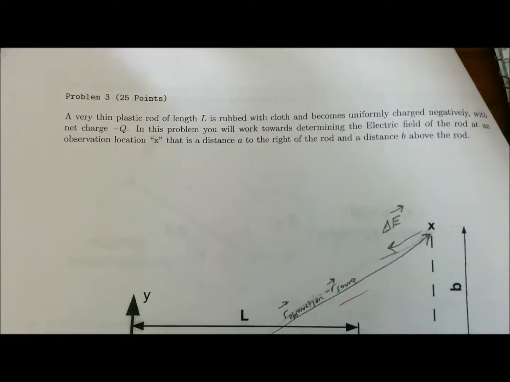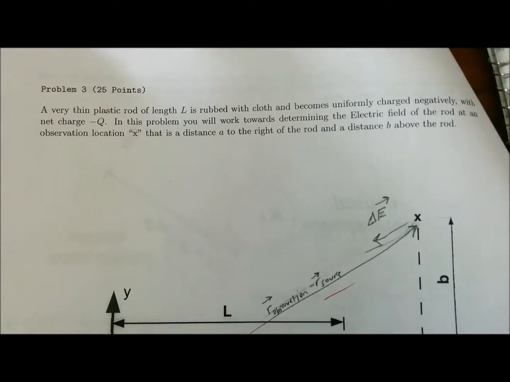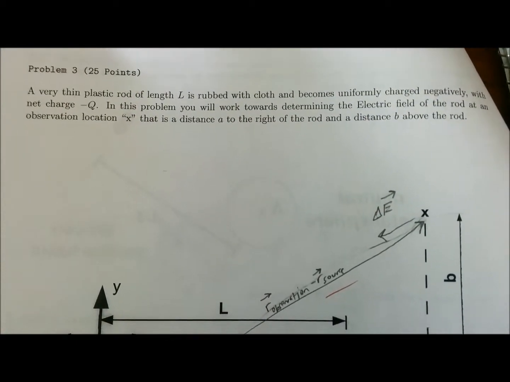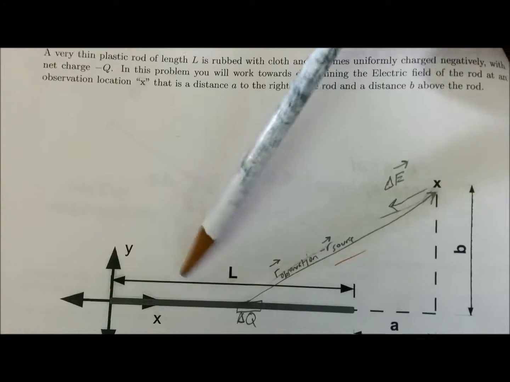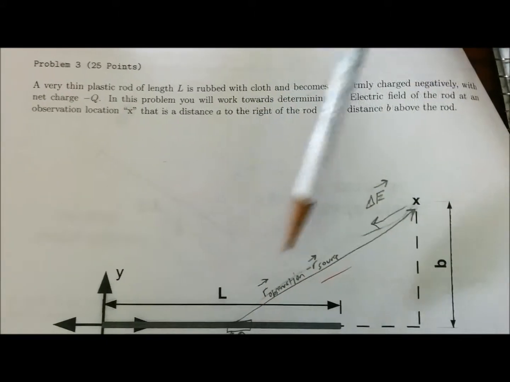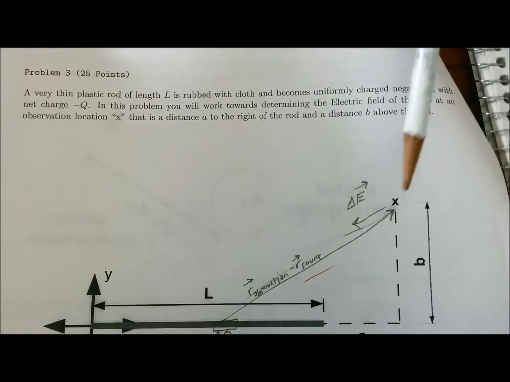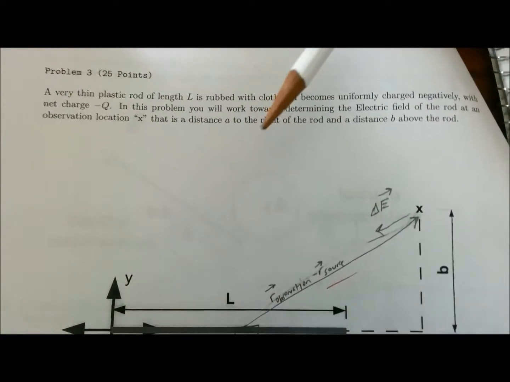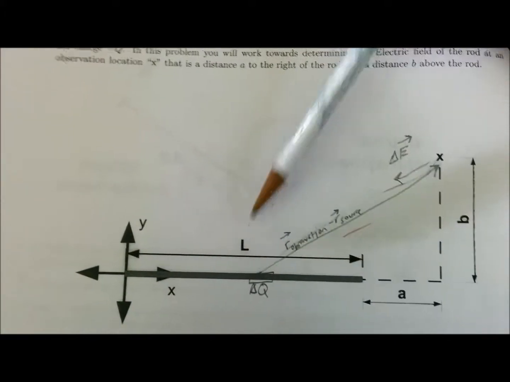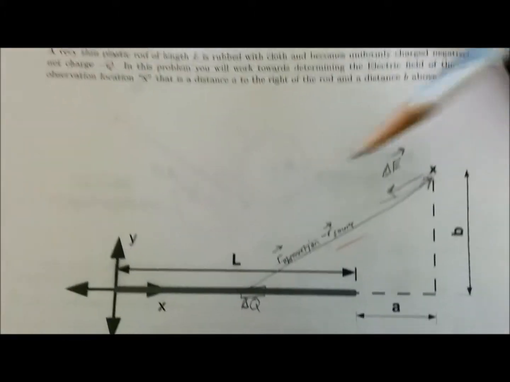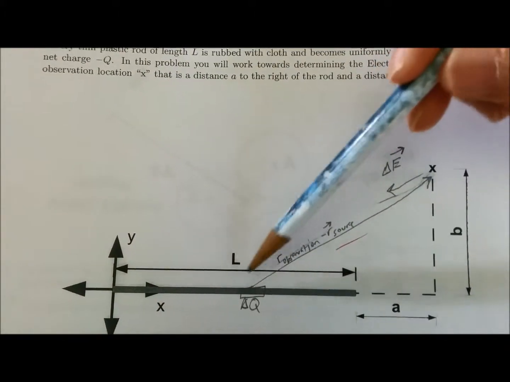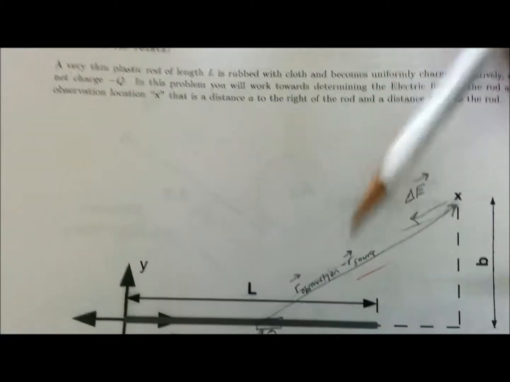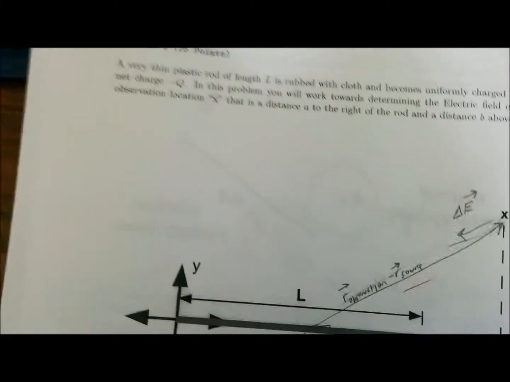Hey guys, I'm going to be going over a Physics 2 problem. In this problem you can see a very thin plastic rod right here, and then you have an observation point, and we want to calculate what the delta Q would be for the first part. So for any arbitrary length on the rod, you want to calculate the delta Q of that.